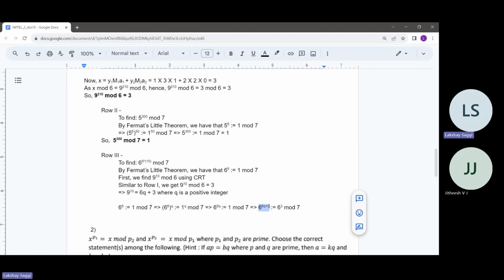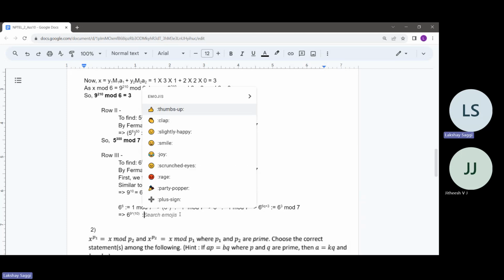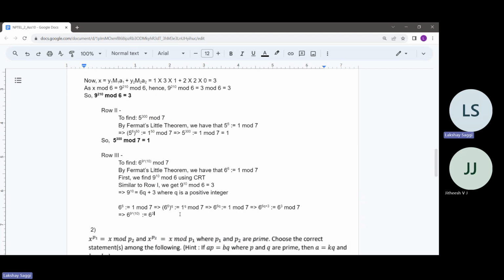And we know that 6q plus 3 is actually equal to 9 raised to the power 10. So this can be replaced by 9 raised to the power 10. So we can actually write this as 6 raised to the power 9 raised to the power 10 is congruent to 6q mod 7. And so to find 6 raised to the power 9 raised to the power 10 mod 7, we just need to find 6q mod 7.